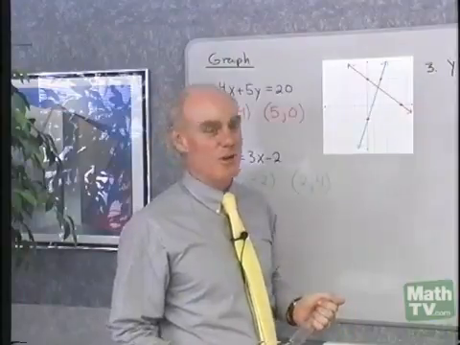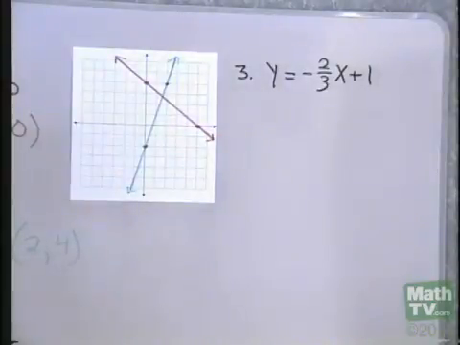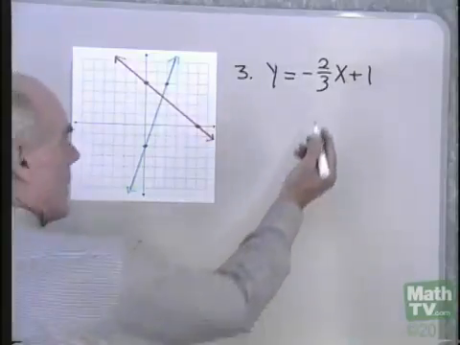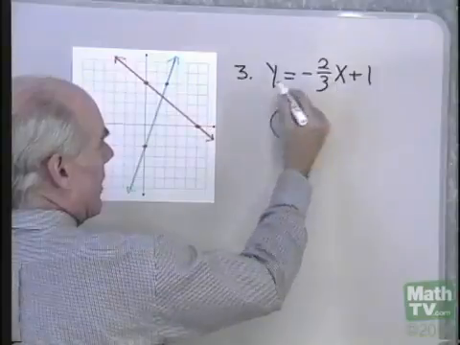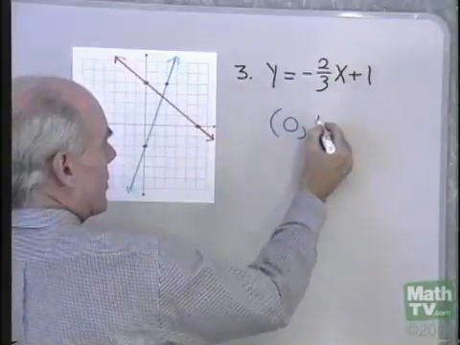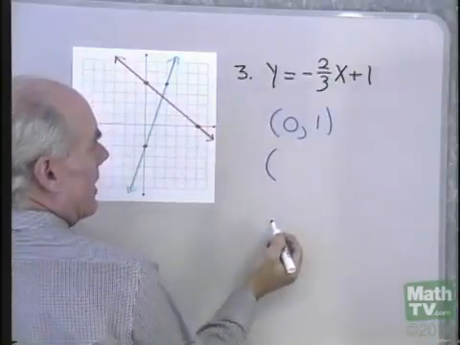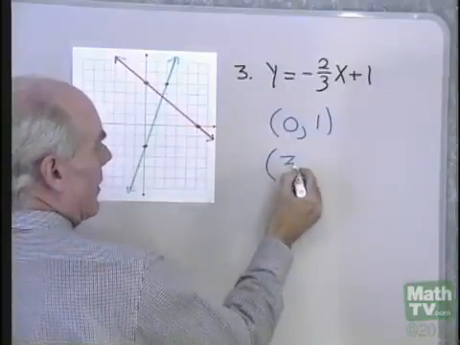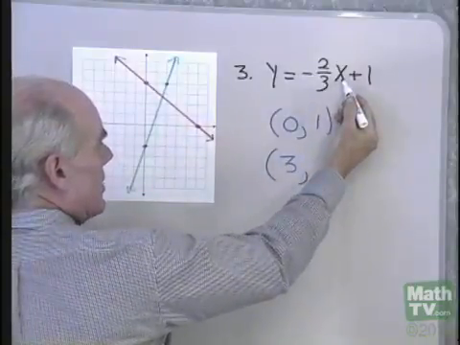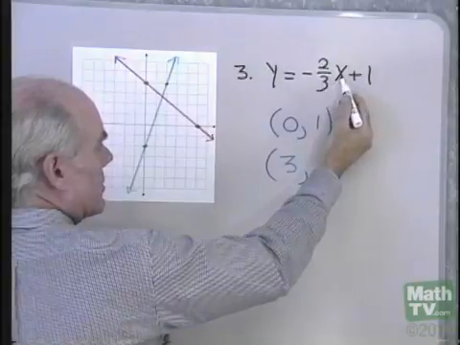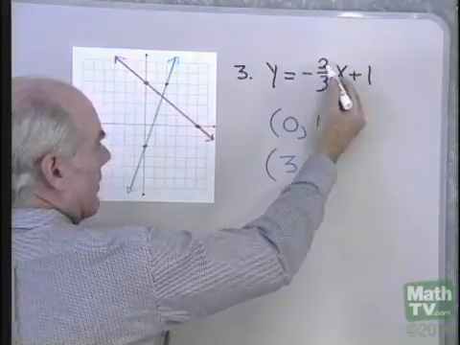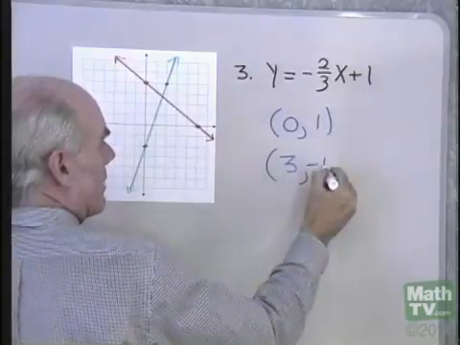Let's look at one more straight line. Y is equal to negative 2/3 x plus 1. I want to graph this line. Let's see, again, I can start by letting x be equal to 0. When I do that, y is equal to 0 plus 1, which is 1. Now let's let x be equal to, how about 3? And I chose 3 because 2/3 times 3 is going to be a whole number. So 2/3 times 3 will be 2. So I have a negative 2 plus 1, which is negative 1.